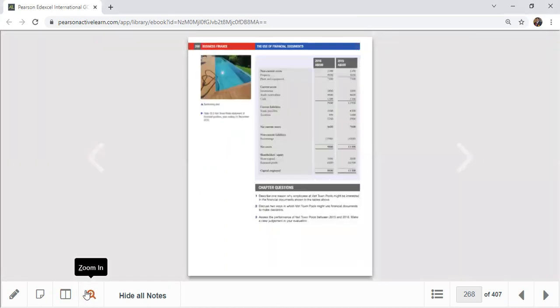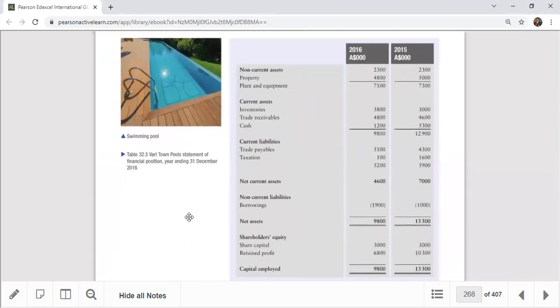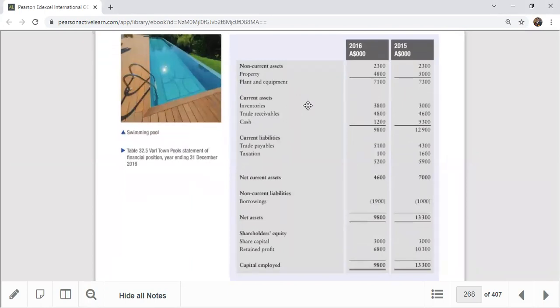And also you can see this Varl Town PLC's SOFP, the statement of financial position. The non-current asset section has no change. Property value has gone down because of the plant and equipment, because of the depreciation value. And in current assets, you can see inventory has gone down a little bit, by 800,000 Australian dollars, and then trade receivables and cash: you can see the cash position goes down heavily, 5,300 to 1,200. It seems that in 2016 they have some liquidity issues. So current assets have gone down from 12,900 to 9,800, right?